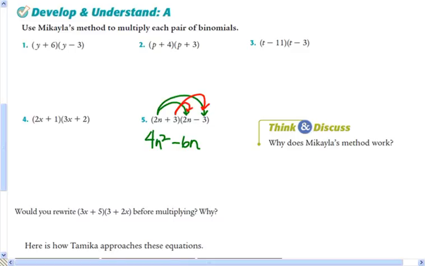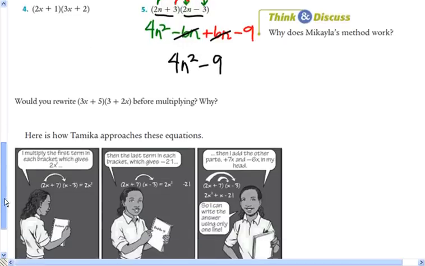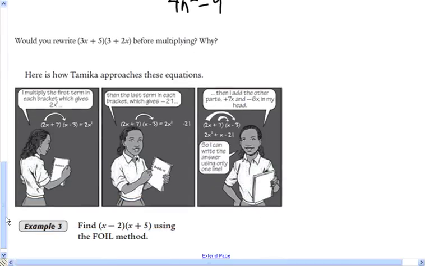Then the red arrows, we're going to do 3 times 2n, both positive, so that makes 6n. Then we're going to do 3 times minus 3, which is minus 9. And when we combine like terms here, we have a minus 6n and a plus 6n. That makes 0n. So we end up with 4n squared minus 9. We actually get a binomial in that case. There's something about those two binomials that we started with that we ended up with a binomial when we multiply. And you might notice that as we do a couple more.